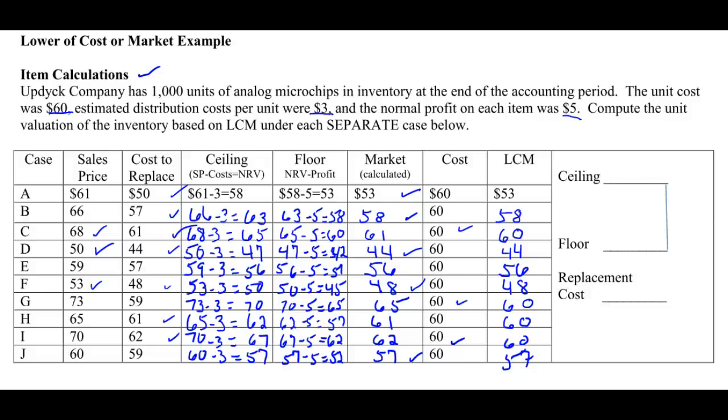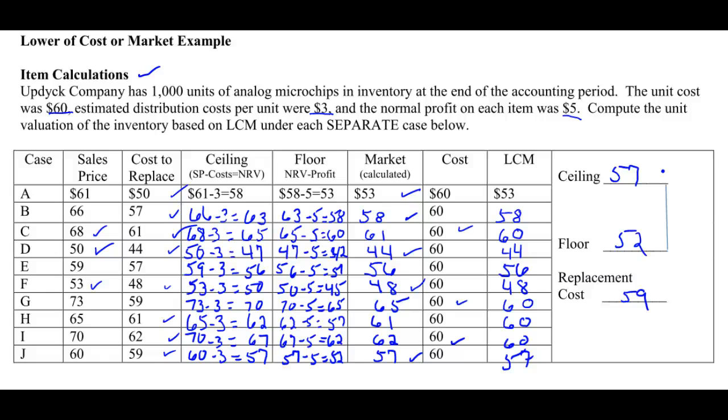That second has one of our limitations coming into play. Notice our ceiling is 57 and notice our floor is 52. Our replacement cost, which is always given, is 59. The 59 was more than the ceiling, or it was outside of the relevant range. So we couldn't use it. We needed to use 57 as our market value, and we did, and then we selected lower of cost or market, and 57 ruled the day.